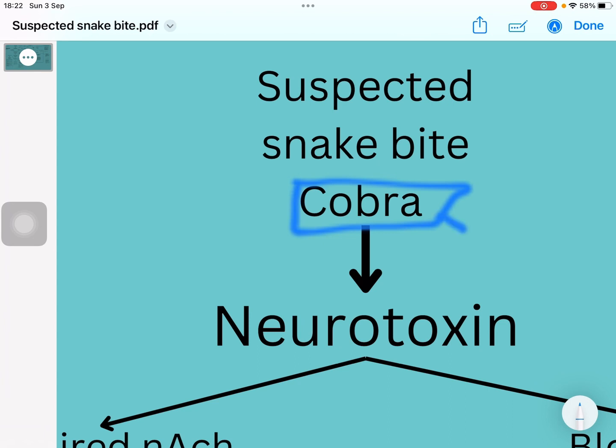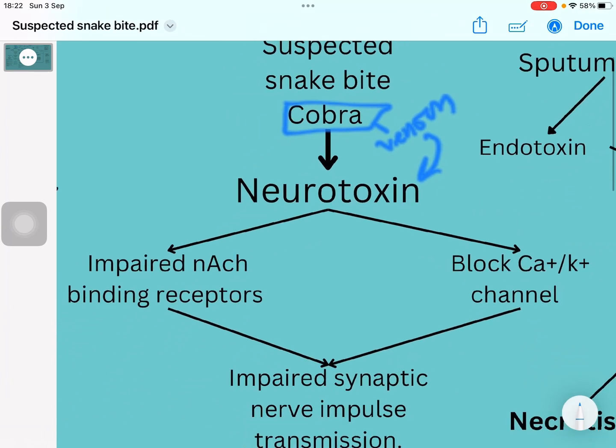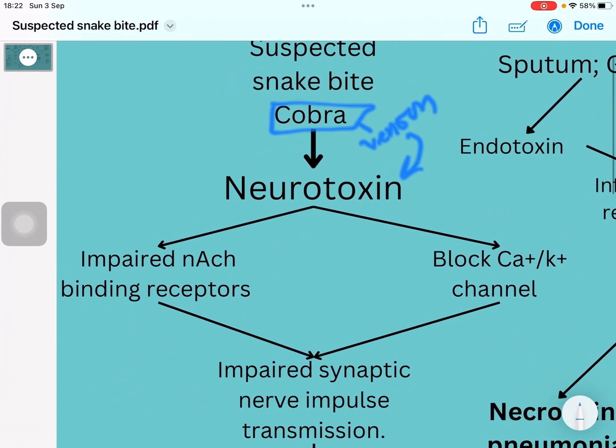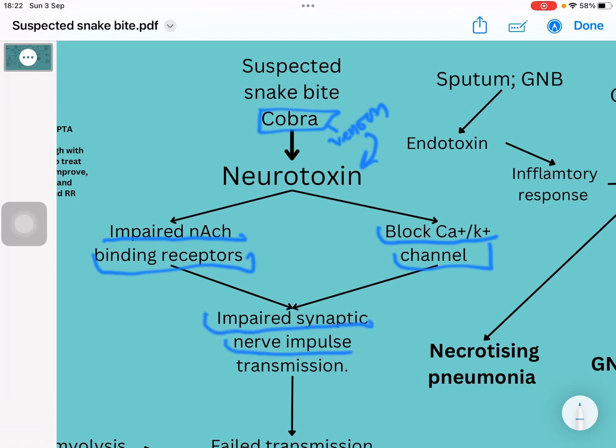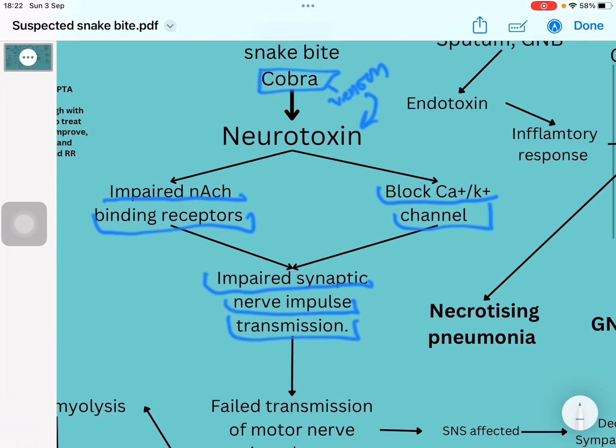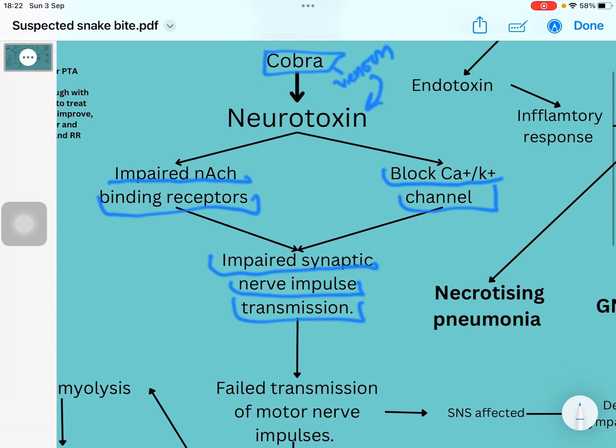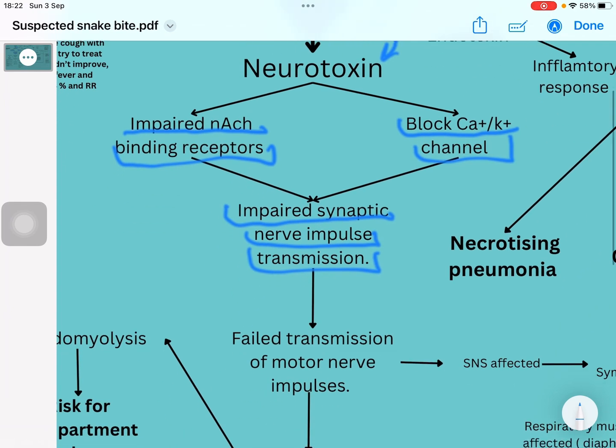So the venom of the cobra contains neurotoxin. Neurotoxin can impair the acetylcholine binding receptor and block calcium and potassium channels, which leads to impaired synaptic nerve impulse transmission. When there is impaired transmission of nerve impulses, it can lead to the failure of motor nerve impulses also.